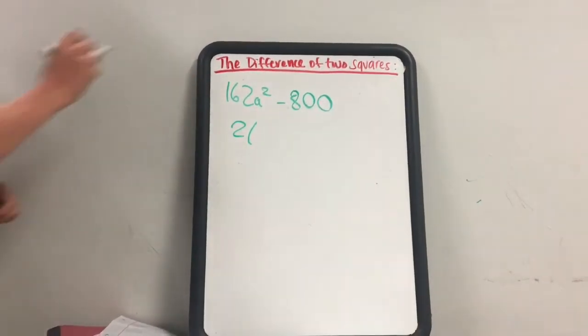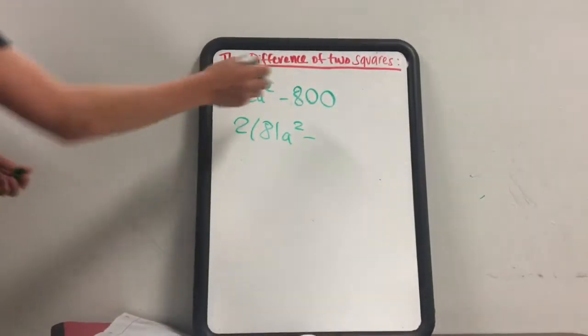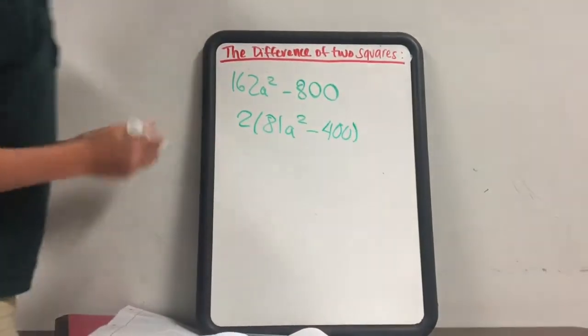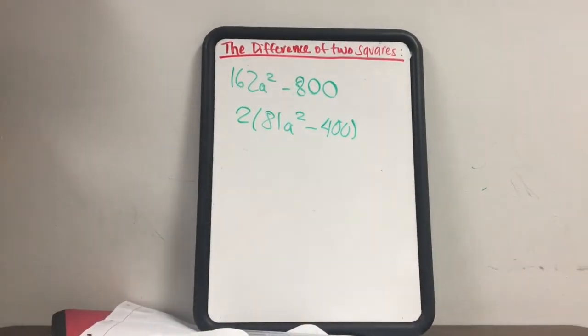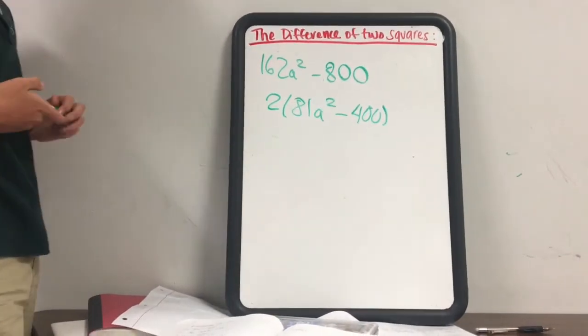So 2 goes into 162 81 times, and keep the a squared. And then minus 800 divided by 2, which is 400. So this was our first step, but now we can simplify it even further. I can see that they're both perfect squares now, so we finally got them to perfect squares.